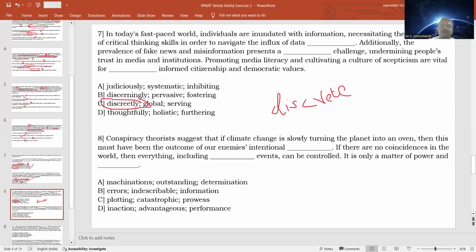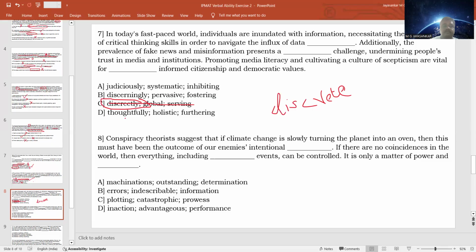Discrete. There is a different word. Discreet means wisely, trying to do it in a judicious manner, trying to separate the good from the bad. Whereas discreetly means secretly. So this is wrong. So you can ignore option C completely.